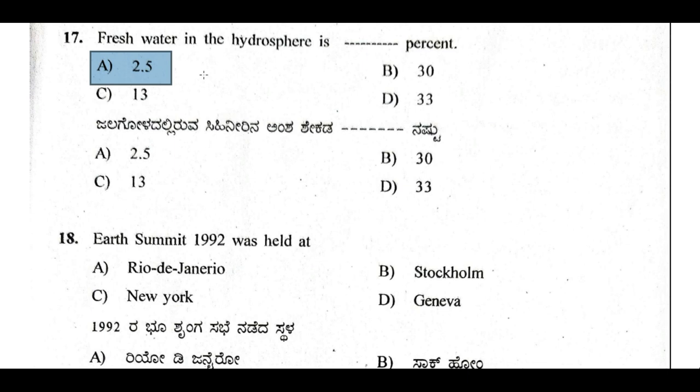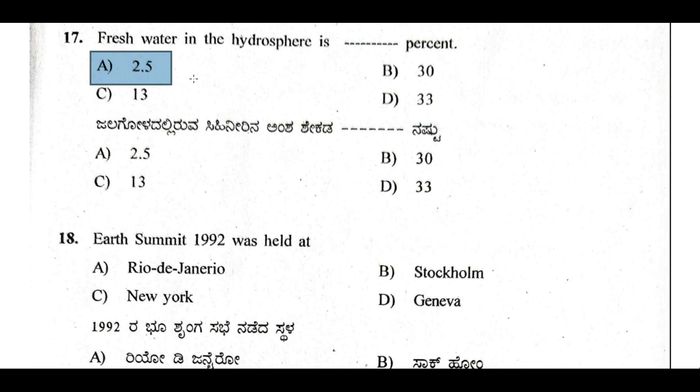And with this, in the ice caps and glaciers, approximately 68% of the fresh water is contained, and about 30% is contained in groundwater reservoirs. Around 98.5% of the hydrosphere supply is salt water. So therefore, only 2.5% is fresh water in the hydrosphere. So option A is the right answer.